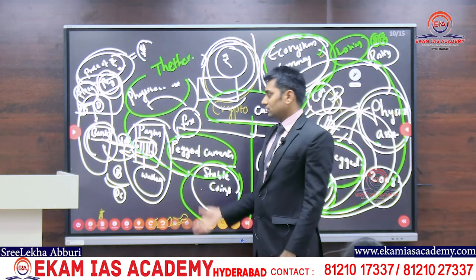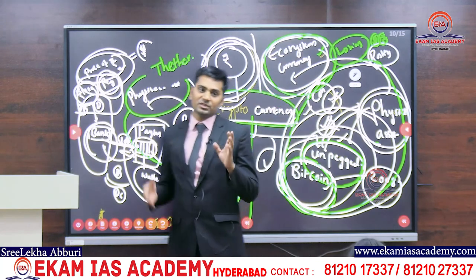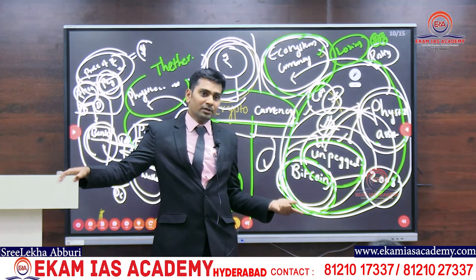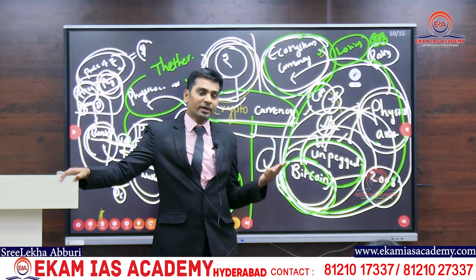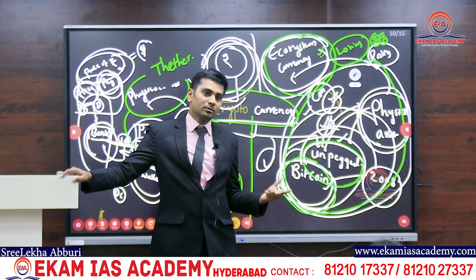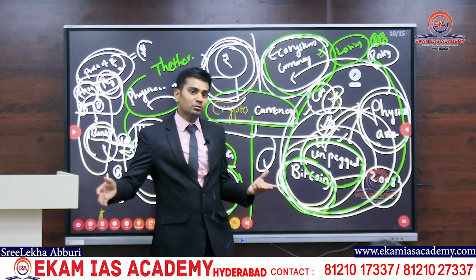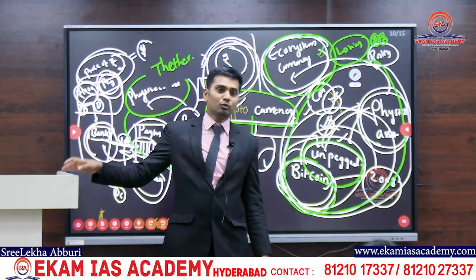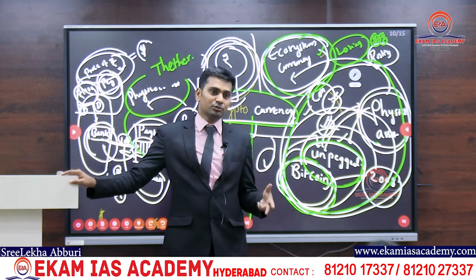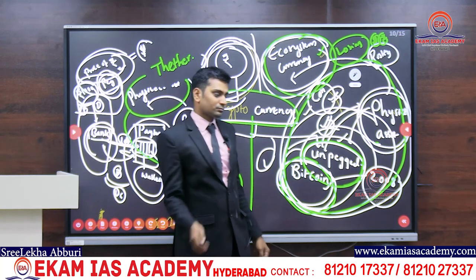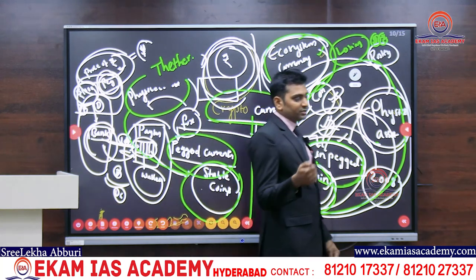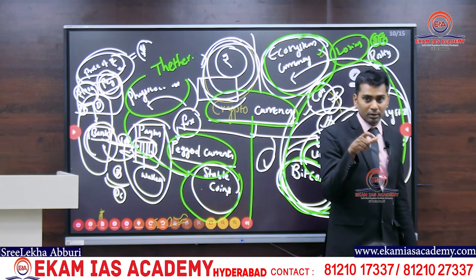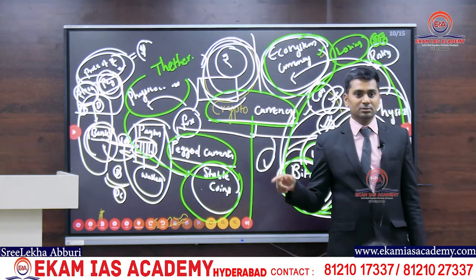So, this is the first part of your money. What is money? What are the functions of money? Primary functions, secondary functions. Why people hold money? Because of these three things: transactive motive, speculative motive, precautionary motive. There are three motives, right? And then we discussed how money has evolved from barter system to the so-called cryptocurrency.